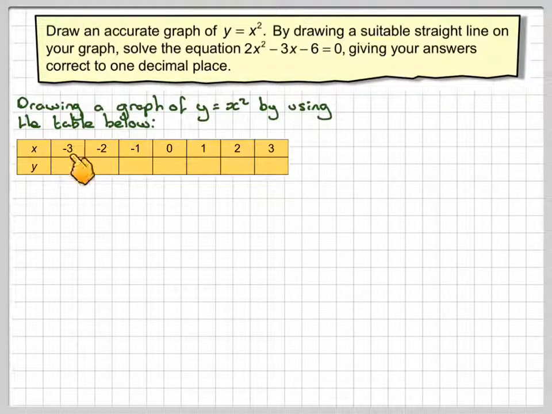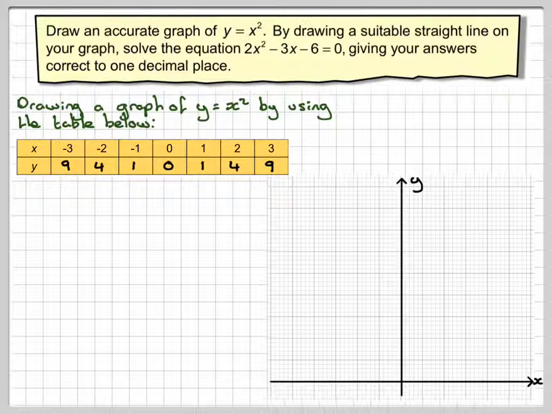Got the table: minus 3 squared is 9, minus 2 squared is 4, minus 1 squared is 1, 0 is 0, 1 squared is 1, 2 squared is 4, and 3 squared is 9. So you should be able to draw this graph easily. Plot those points onto the graph. Notice I've got a different scale here on the x and the y axis.